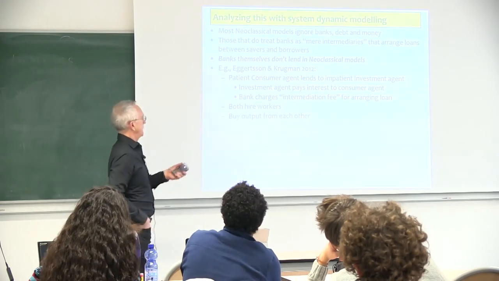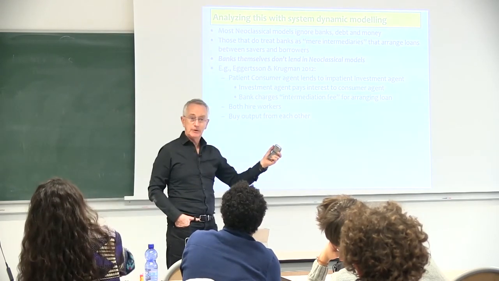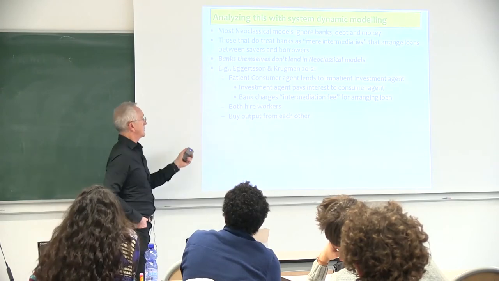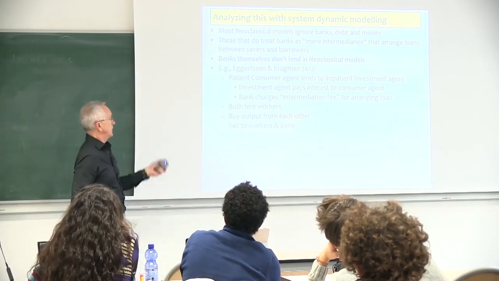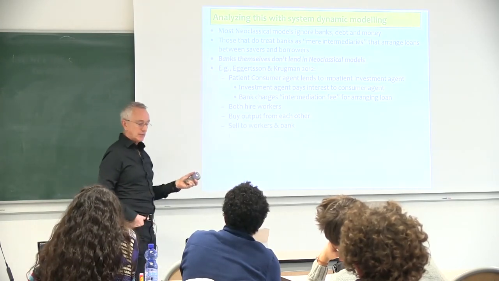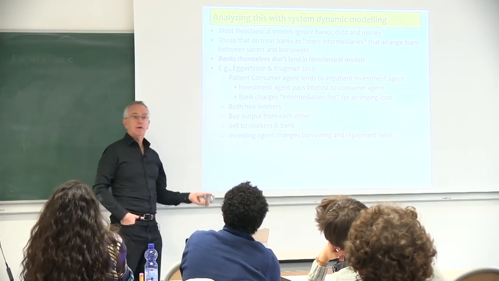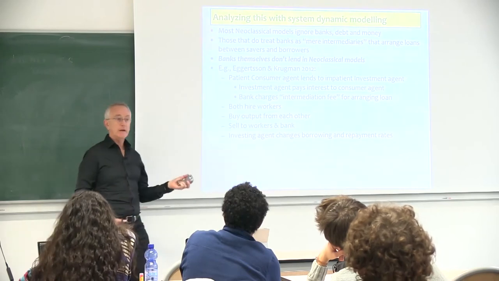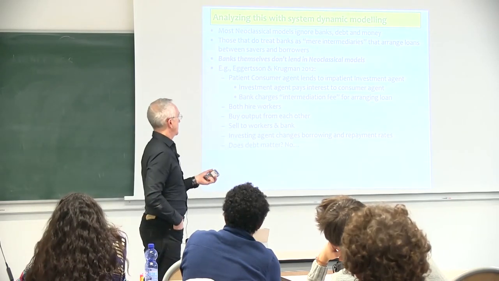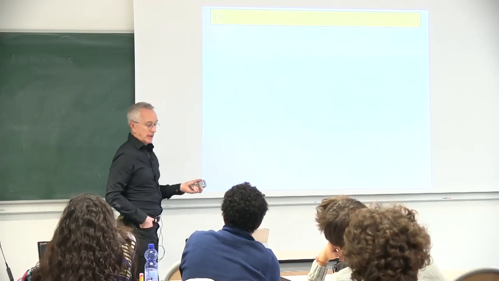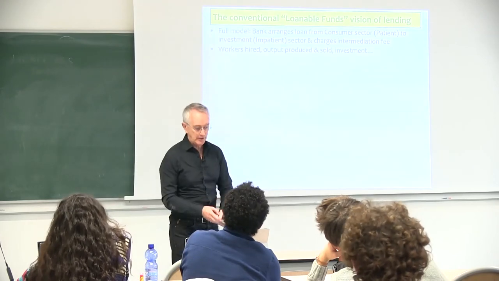They both then hire. What I've done is I've taken this and put it in a Minsky model. So I have them both hiring workers, buying output from each other, selling to the workers and to the bank in the system, and then the investment agent changes how fast it borrows and repays money to the consuming agent. And the dynamics show there's actually no particular impact.